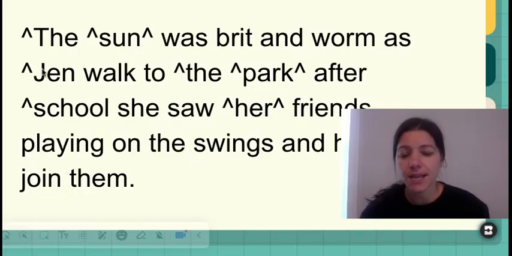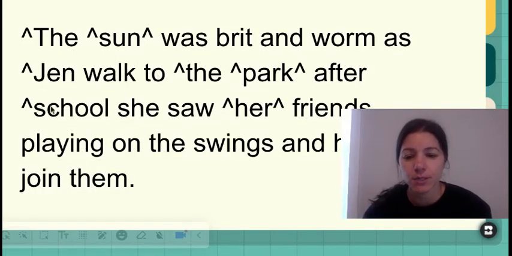As Jen makes sense, uppercase J for the name. Jen walk does not make sense. Walk does not have the correct past tense. Same with walk and to, and the park, park after. These are all correct sequences. School, she, they're missing a punctuation mark here, so she does not get credit for that. She saw, she is not uppercase S, missing the punctuation. She does not get credit for that. Her friends make sense.